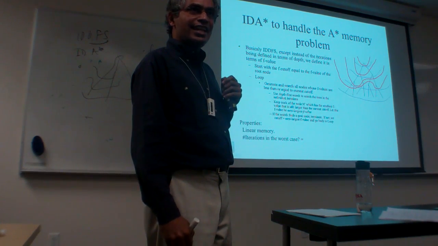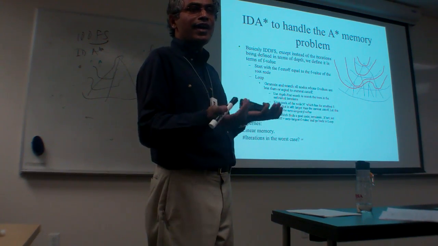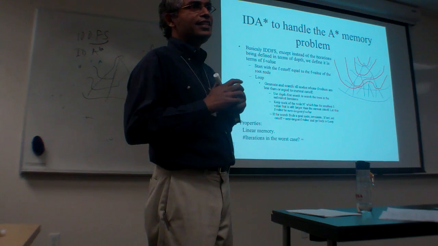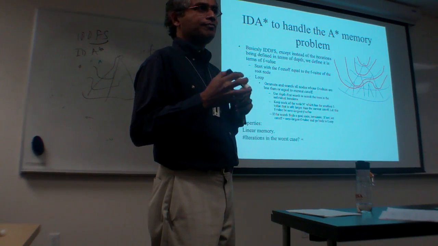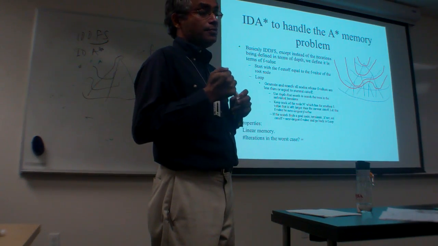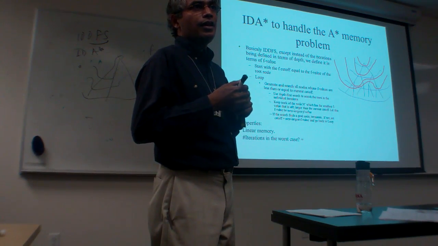IDA star is a great idea, but it works mostly when, in fact, the number of distinct F values is bounded. Okay? That's a pretty subtle point. Okay? We'll stop here.